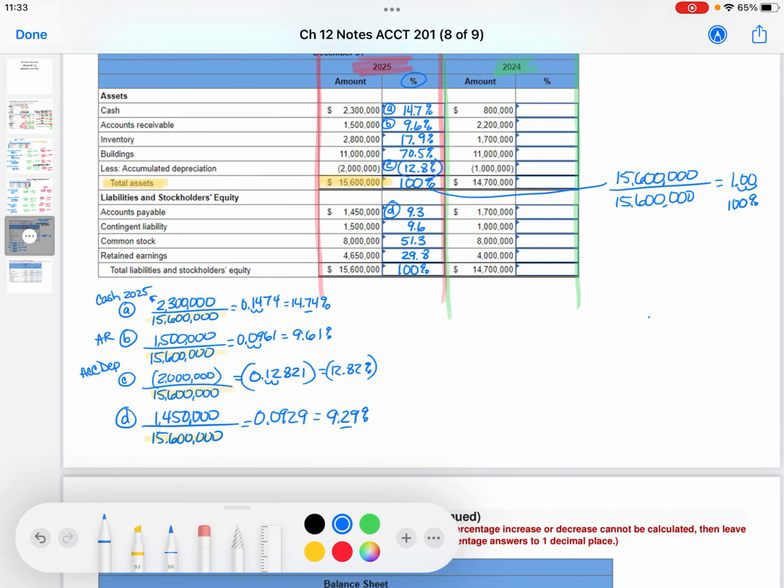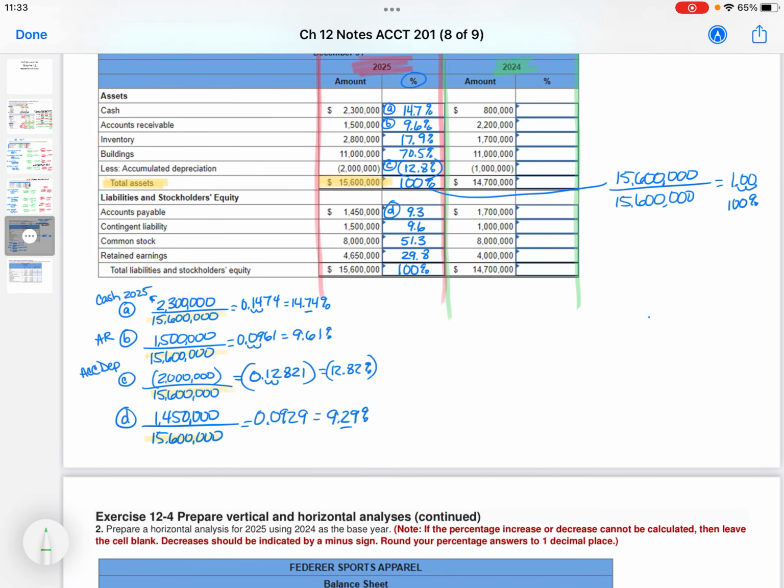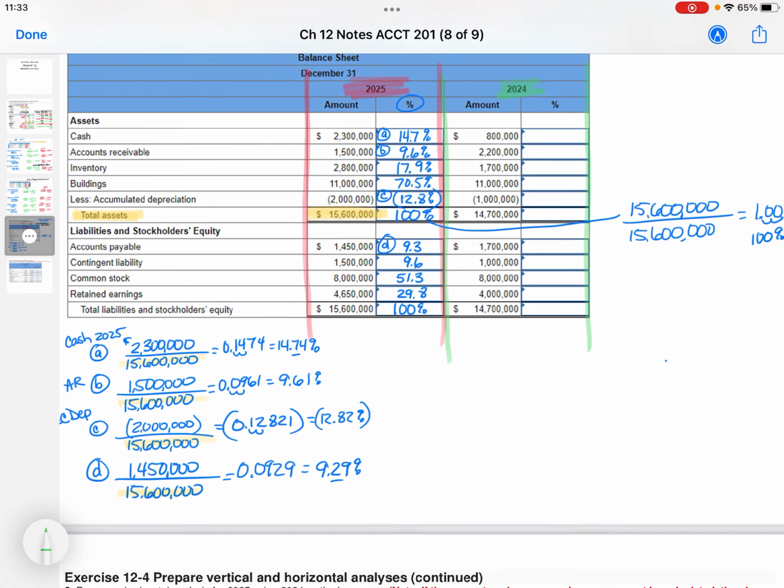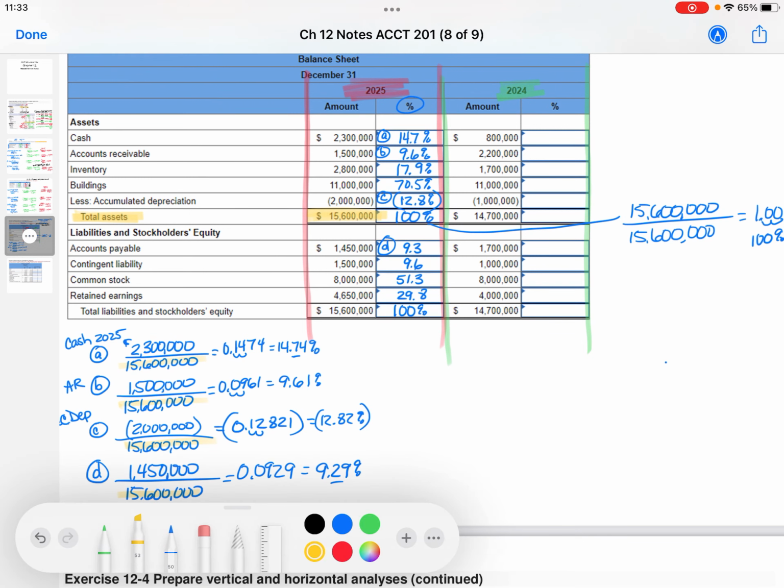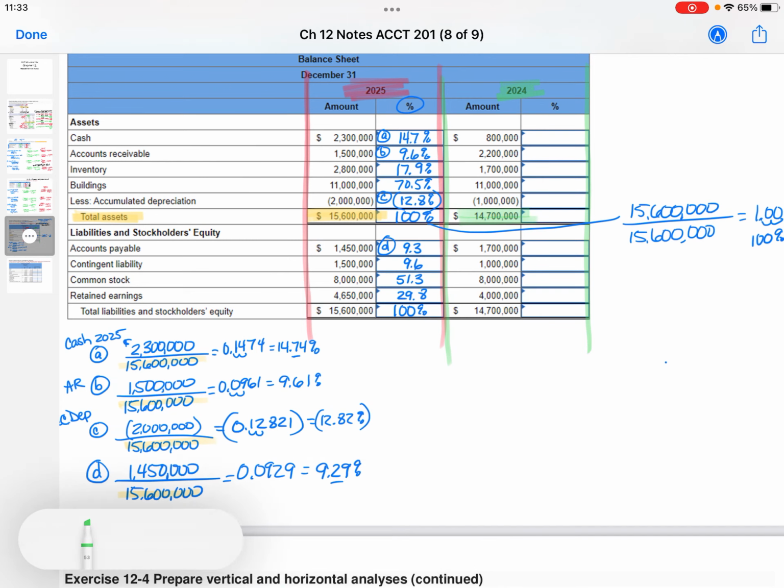Right? All right. Now we would do the same thing for 2024, and this time we'd be dividing every number, this time, let's use another color, by 14.7 million. So if I were to do cash, and we'll label this one letter A, capital A, I would take 800,000 and I would divide it by 14,700,000. Because I've switched to a different year and I'm doing vertical analysis, I'm only looking at this year. So this is how I end up with 5.4%, right? 5.4%.